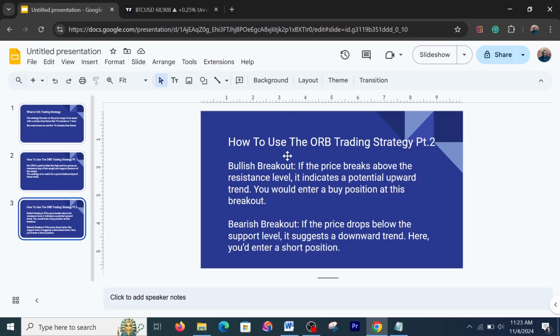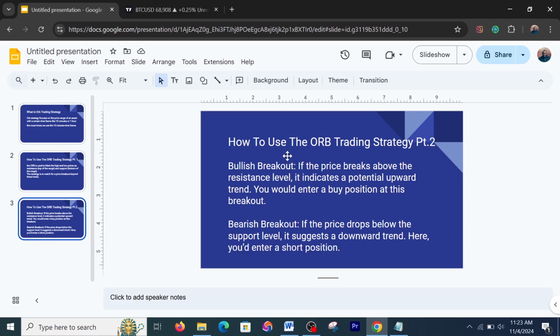Bullish breakouts: if the price breaks above the resistance level, it indicates a potential upward trend. You would enter a buy position at this breakout. Then for a bearish breakout, if the price drops below the support level, it suggests a downward trend and you would enter a short position.